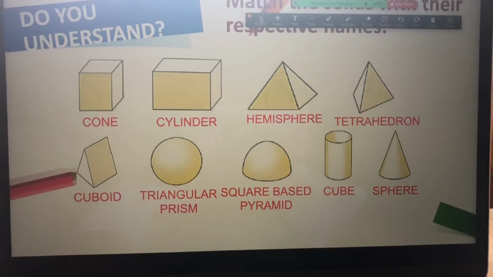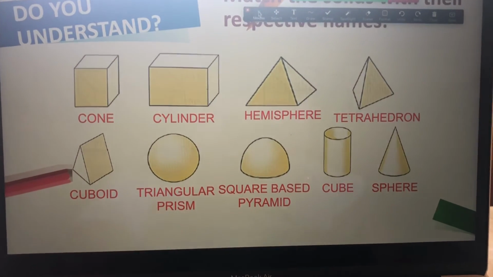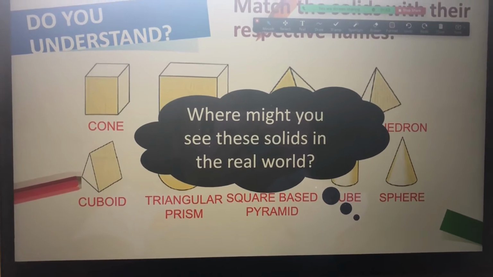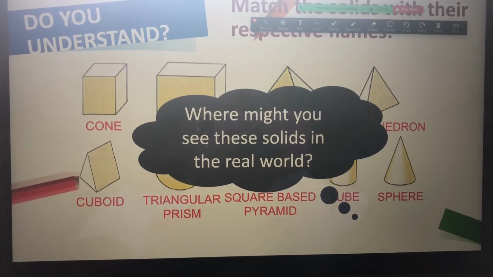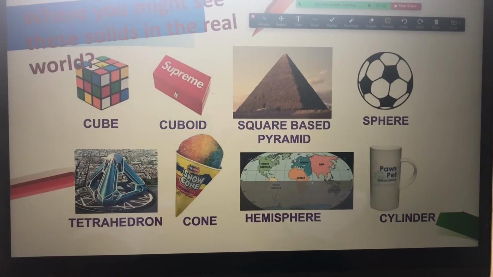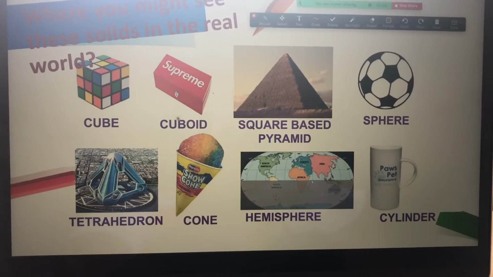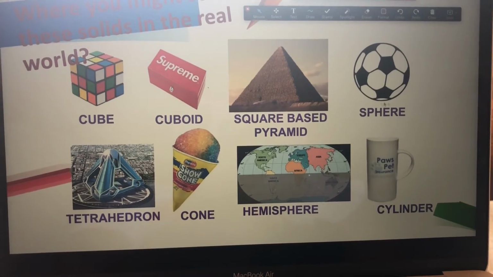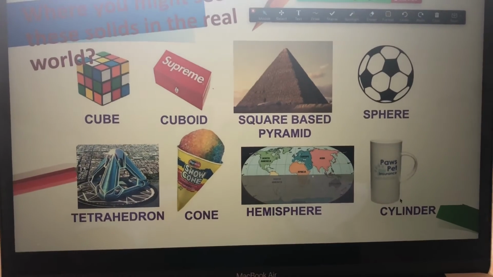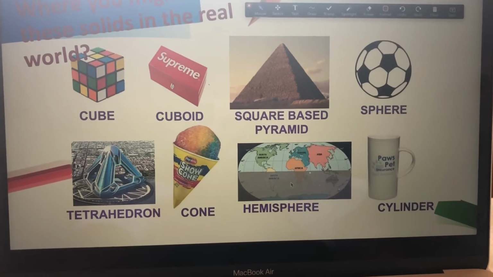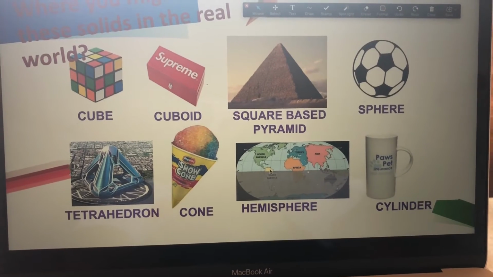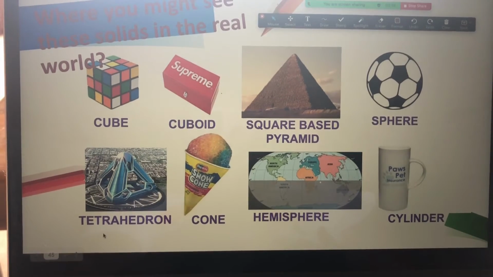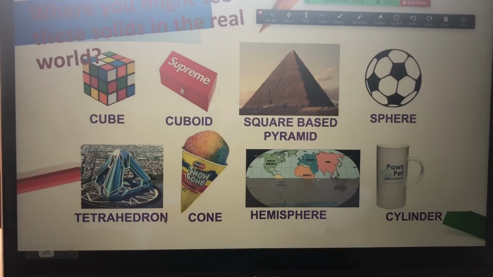Let's see. But here's another thought. Where might you see these solids in the real world? Well, a cube would be a Rubik's Cube. This would be a cuboid, square base pyramid, sphere. Oh, I know you all have a football at home. Cylinder could be a mug or a water bottle. Hemisphere is used to describe half of the globe. Cone and a tetrahedron, all right there.